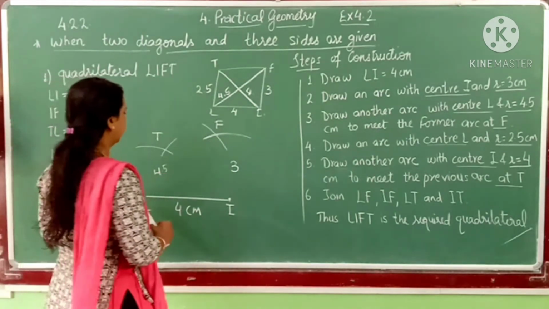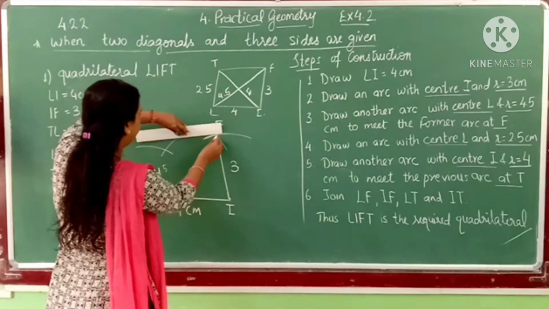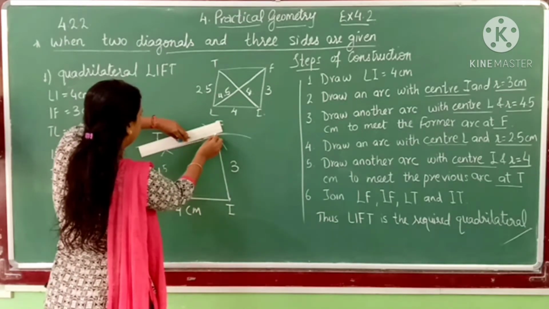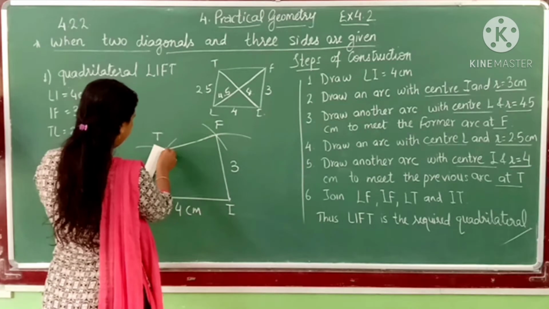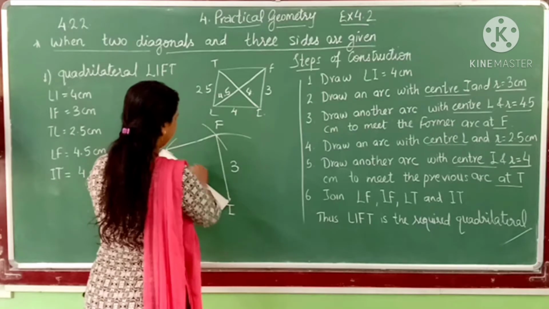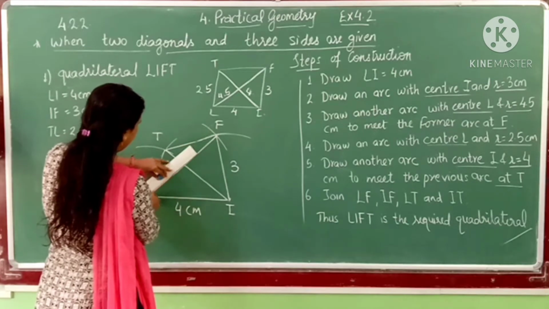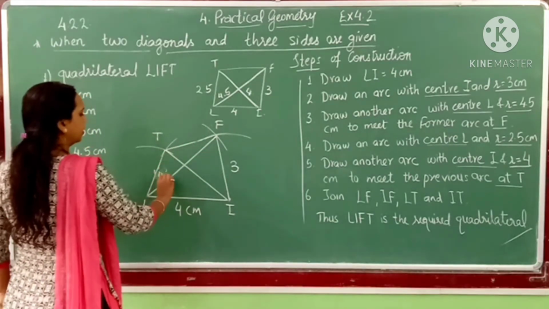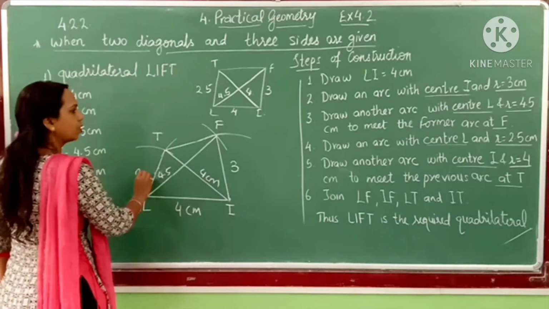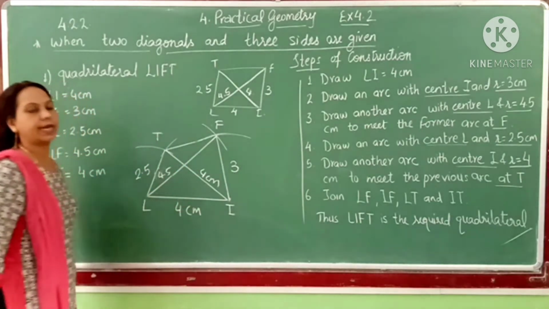So first join all the line segments IF, TF, and here it is your diagonal. This was 4.5 here and this was 4 centimeter. And what you do here? Radius was 2.5. So LIFT is our required quadrilateral.